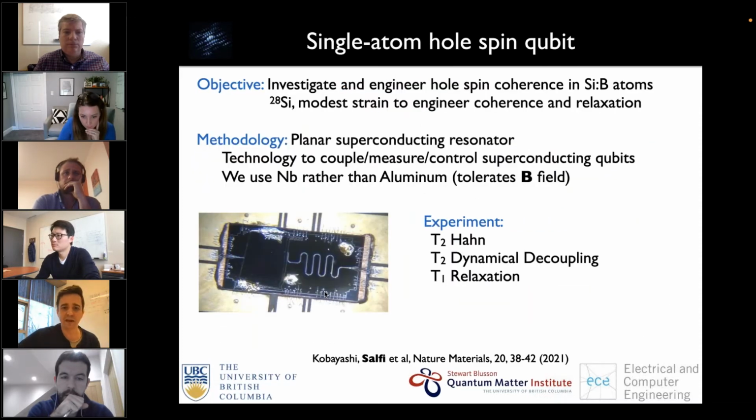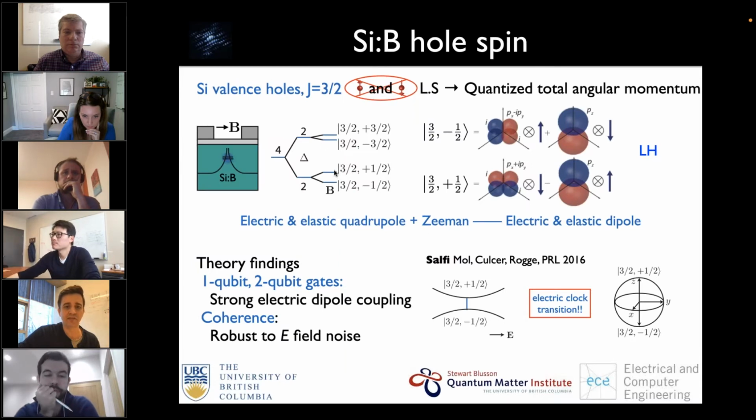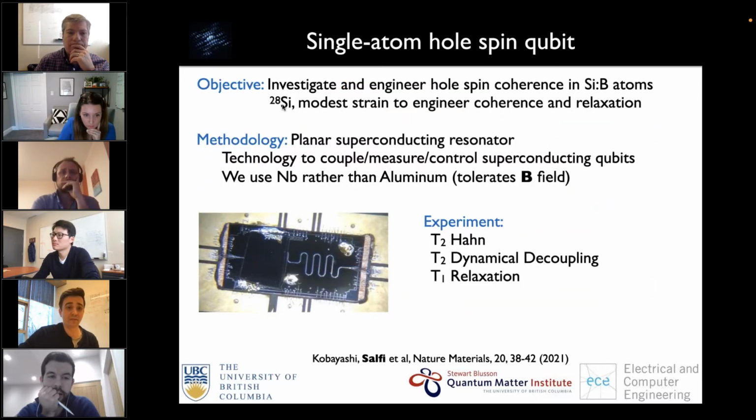So moving to the experiment, what we did is we used strain to introduce a splitting between these two different levels, because we have to have a well-defined qubit. And then we used isotope purified silicon to remove the nuclear bath. And then we basically flipped a chip on top of a superconducting resonator. So here's the silicon chip, and here's the superconducting resonator. And we measured T2 with Hahn echo and with dynamical decoupling, and we measured spin relaxation.